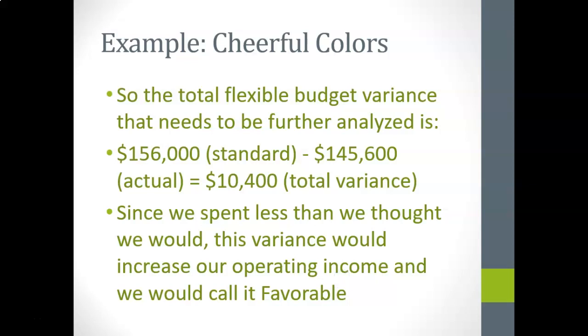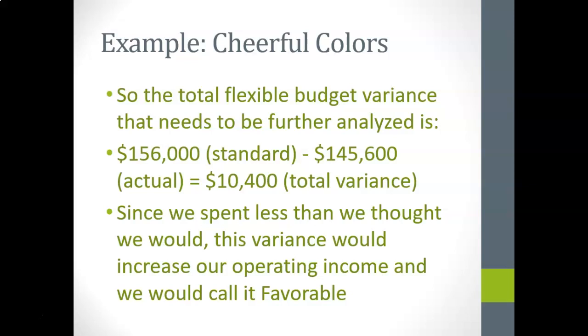So the total flexible budget variance that further needs to be analyzed is the $156,000 that was our standard from 2 slides ago, and subtract out our actual from the previous slide of $145,600, and that gives us $10,400 of total variance that we have to analyze and break down. Since we spent less than we thought we would, this variance would increase our operating income, and we would call it favorable.